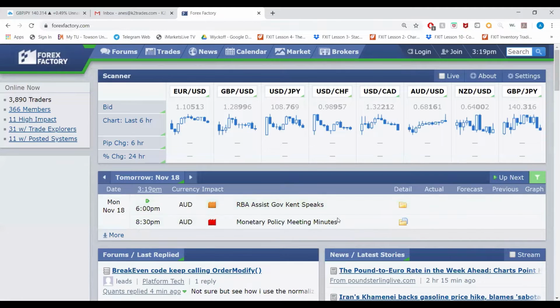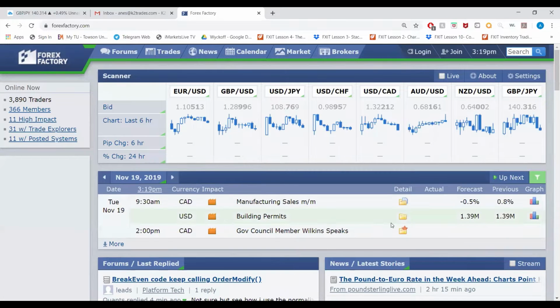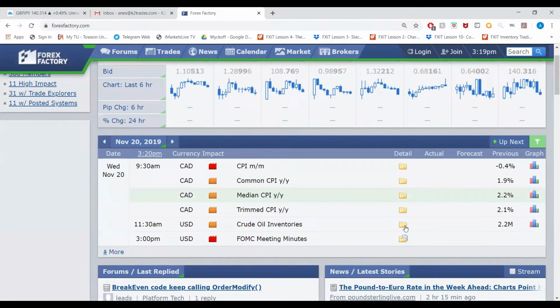So we have AUD tomorrow night, red folder, can have some impact. CAD and USD orange folder on Tuesday, nothing major, honestly. So Wednesday we have some CAD and USD. Yeah, CAD should really have some nice moves on Wednesday due to a lot of economic reports and the CPI report.